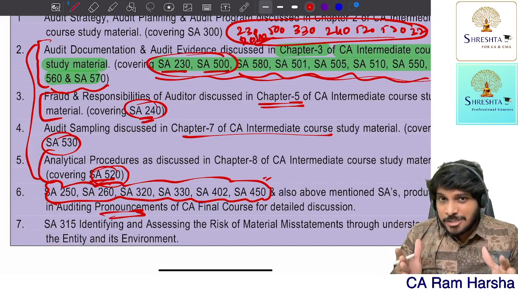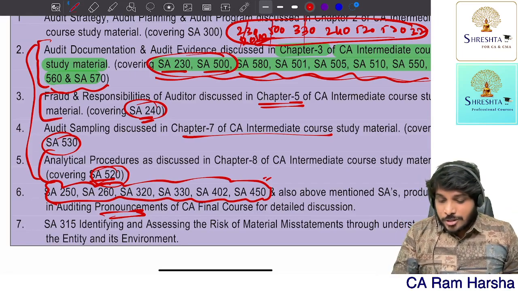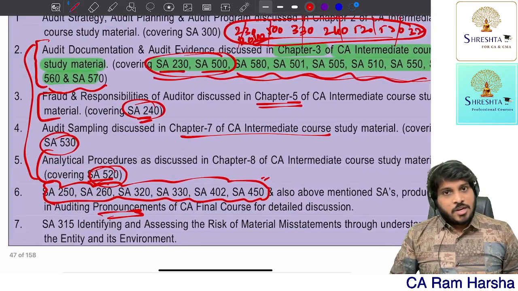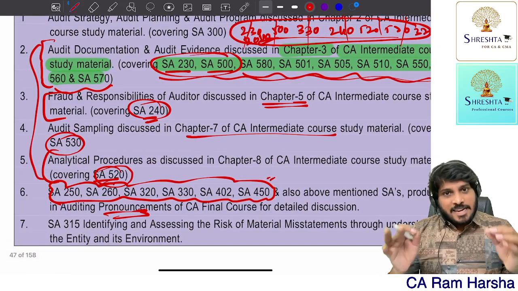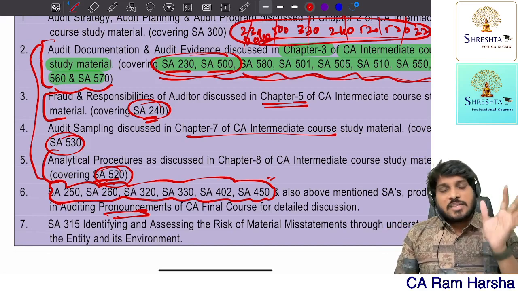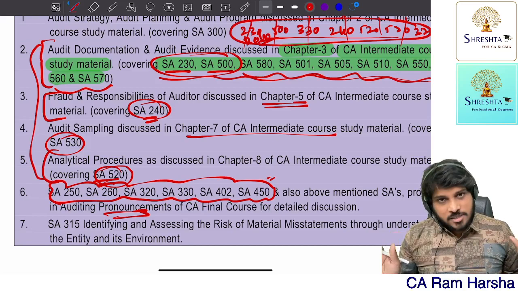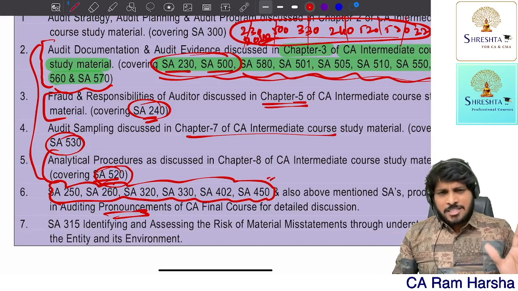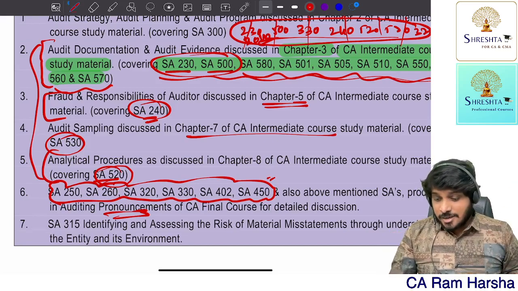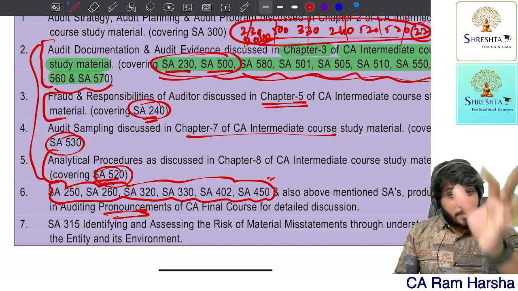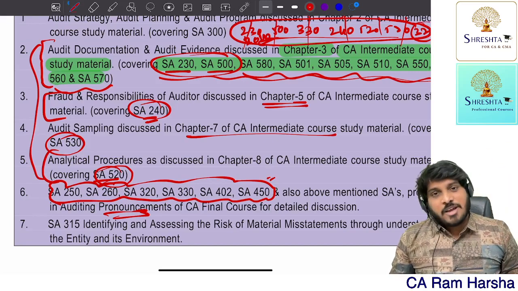But what I tell my students is, ignore all this. Don't worry about them, because spending 30 hours only for 5 to 6 standards is worthless. If at all a question comes, maybe 5 to 7 marks or a maximum of 10 marks comes from these standards. Maximum. In the last attempt, a 5 marks question came from 320. Nobody expected a 5 marks question.